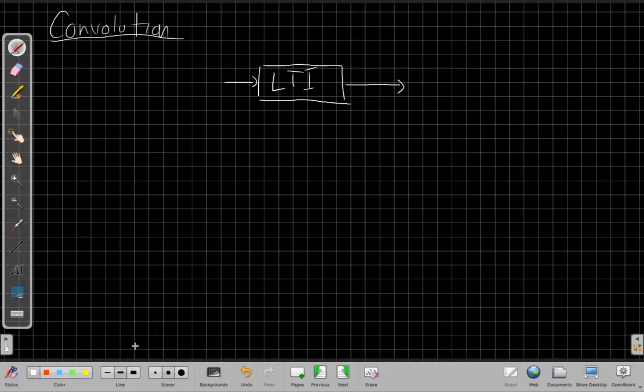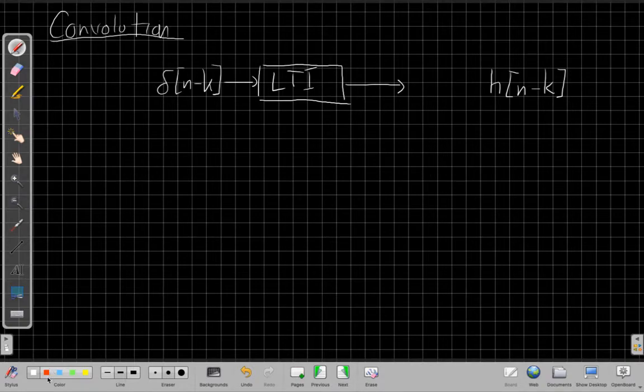We'll say, well, what if instead of just putting in delta of n, suppose I put in an impulse delayed by k. Well, then time invariance tells me the output would also be delayed by k, right? Time invariance says if I shift the input by k samples, I shift the output, which in this case is h, by the same amount.